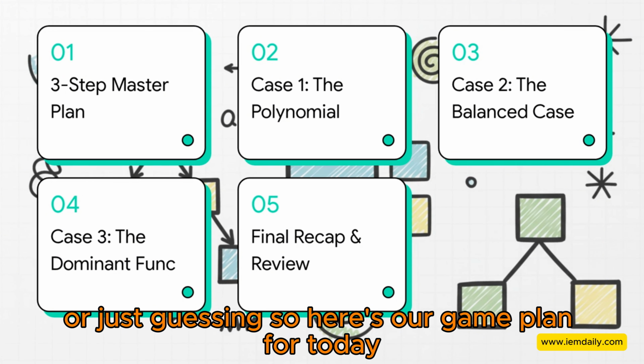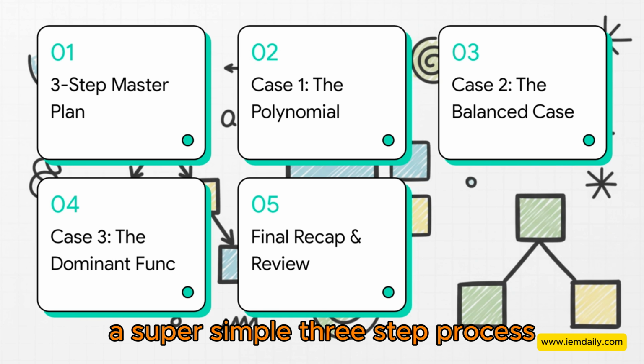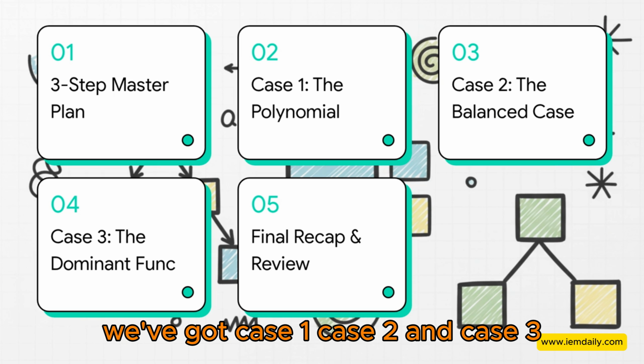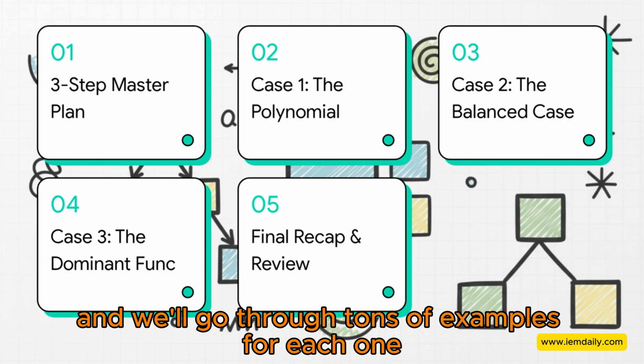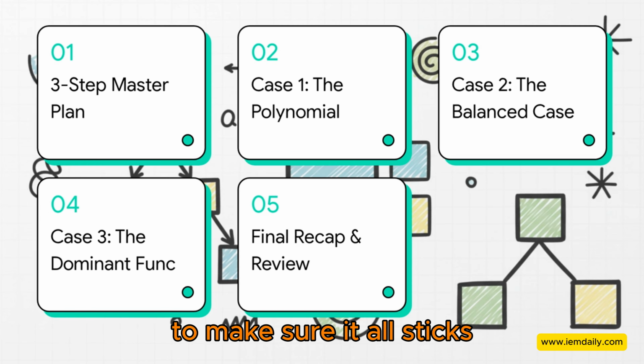So here's our game plan for today. We're going to start with the shortcut itself, a super simple three-step process. Then we'll break down the three possible results. We've got case 1, case 2, and case 3. And we'll go through tons of examples for each one. And of course, we'll wrap it all up with a quick recap to make sure it all sticks. You ready? Let's do this.